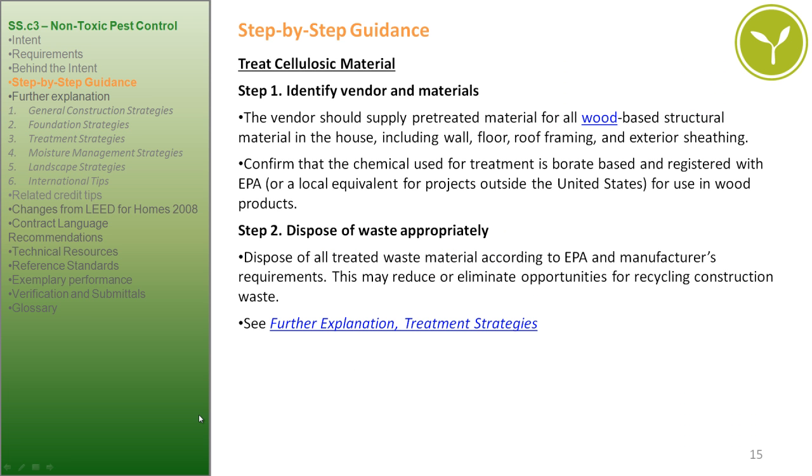Further step-by-step guidance. Treat cellulosic material. Step 1. Identify vendor and materials. The vendor should supply pre-treated material for all wood-based structural material in the house, including wall, floor, roof framing, and exterior sheeting. Confirm that the chemical used for treatment is borate-based and registered with the EPA, or a local equivalent for projects outside the United States, for use in wood products.